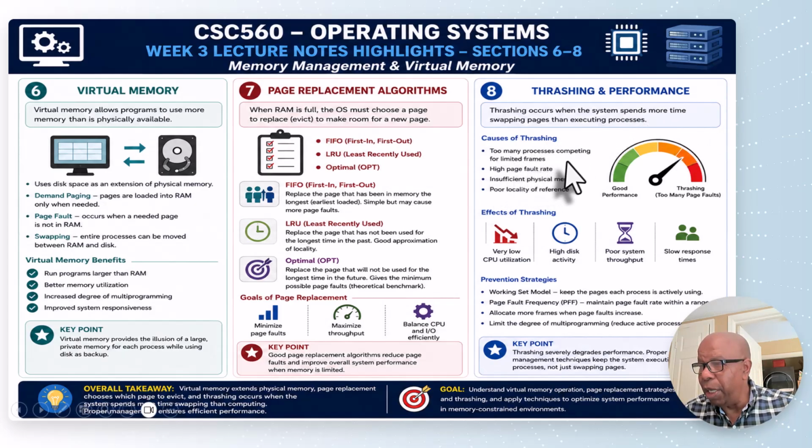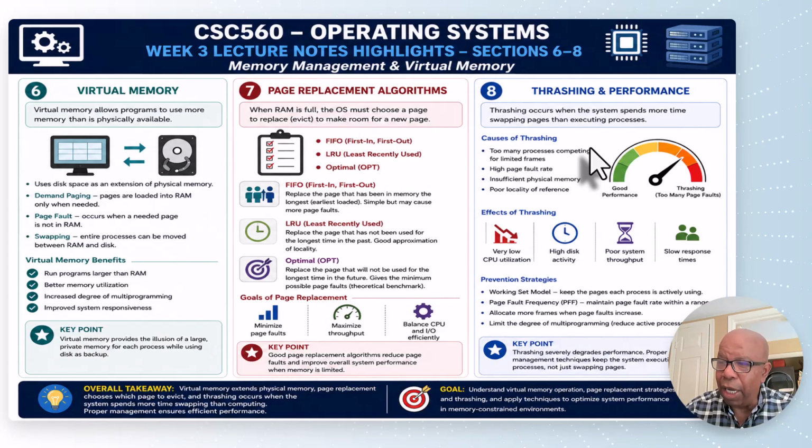Causes of thrashing: too many processes competing for limited frames. So there's a lot of swapping. If you have 10 programs that are swapping in and out, that can cause thrashing. High page fault rate: a lot of the pages I need aren't in memory. Insufficient physical memory: it may be that I'm thrashing because I just don't have enough physical memory, even though I have virtual memory to go along with it.